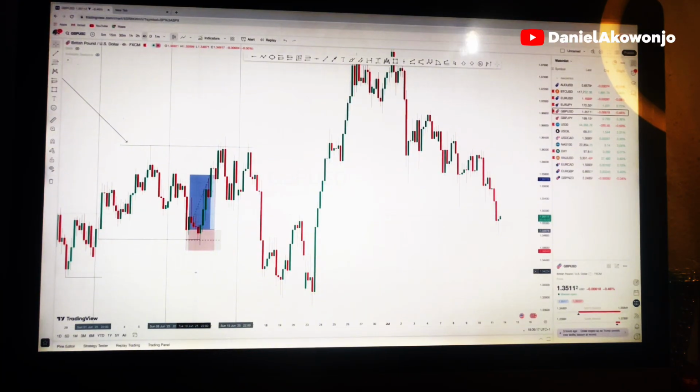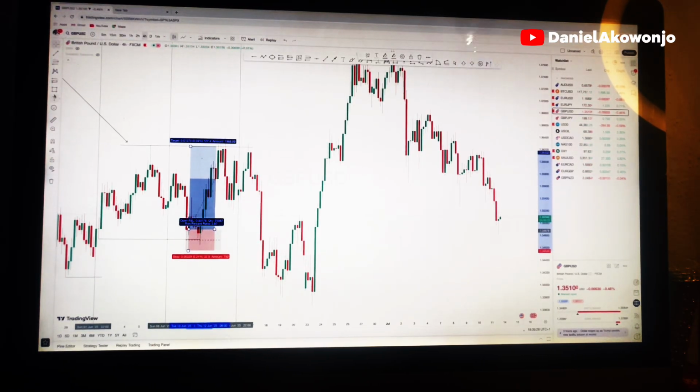Now, where would you want to keep your take profit? You could keep your take profit at 1 ratio 2. Do you see that? Or you could keep your take profit at the end of the exhaustion point. Can you see the exhaustion point?